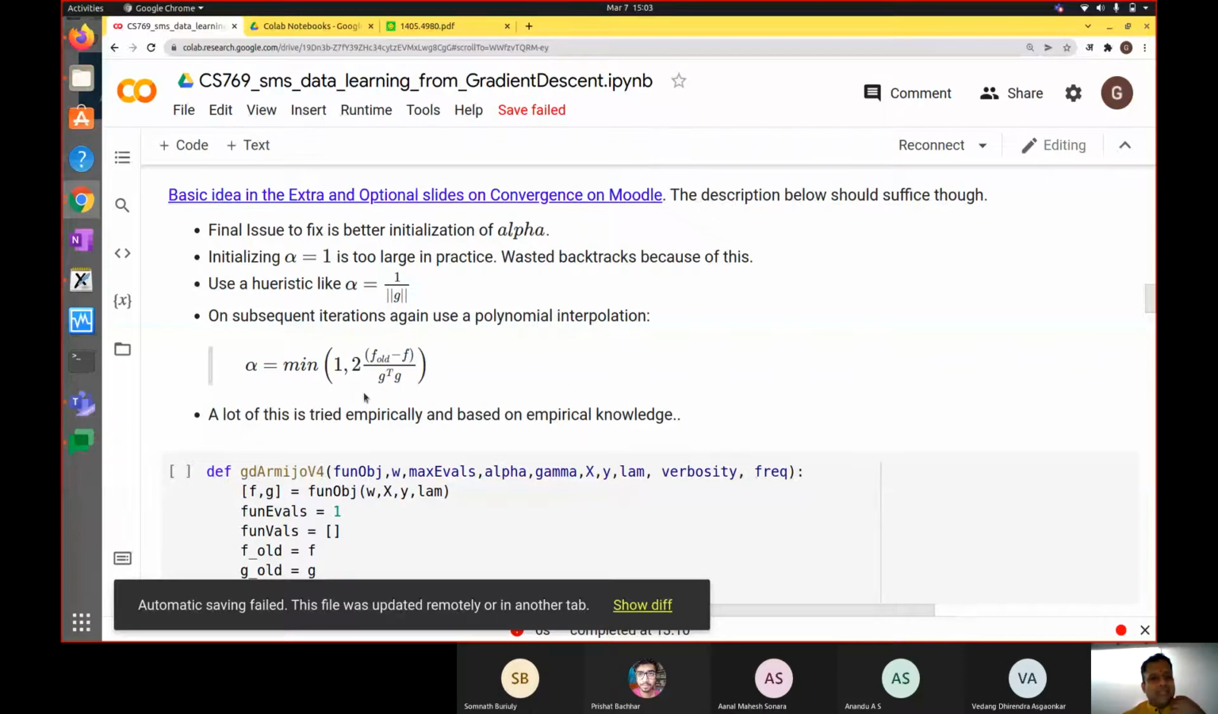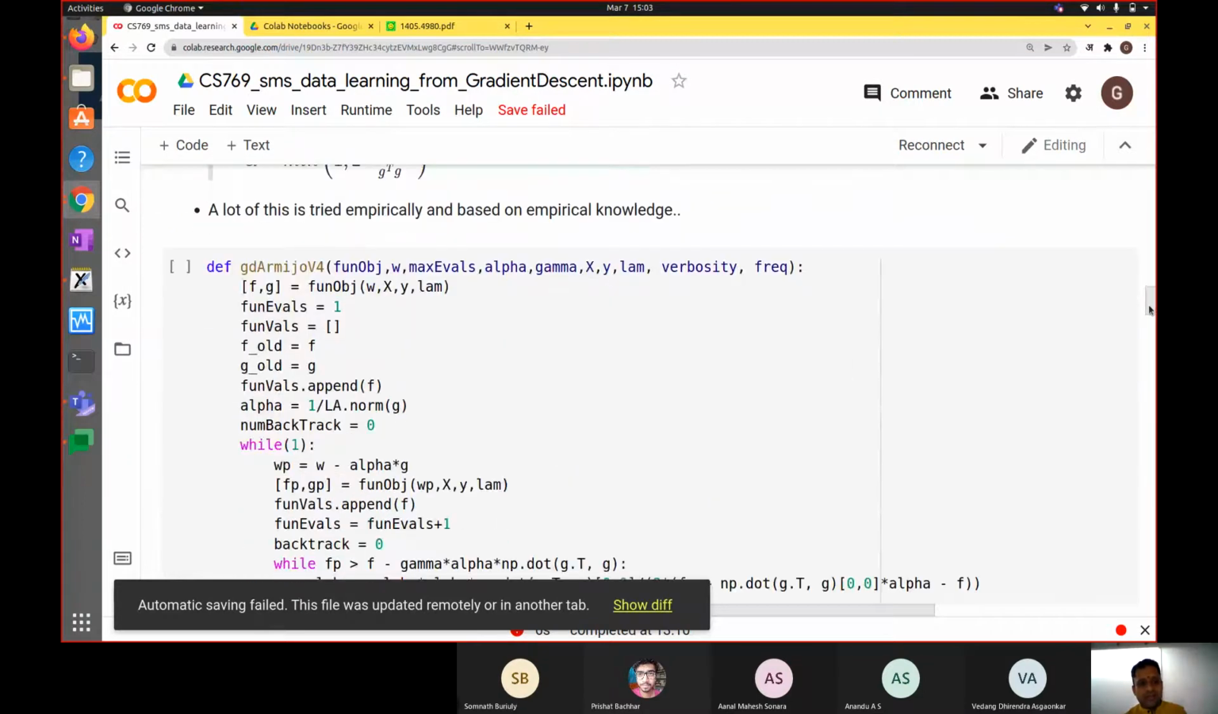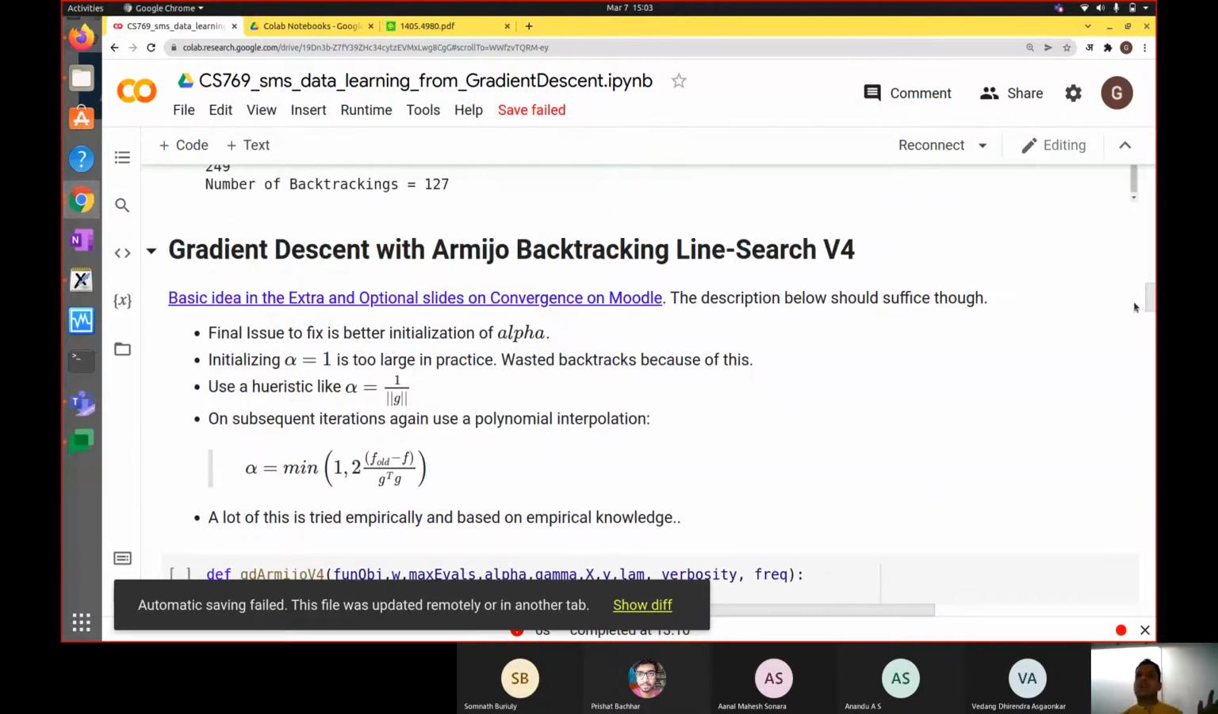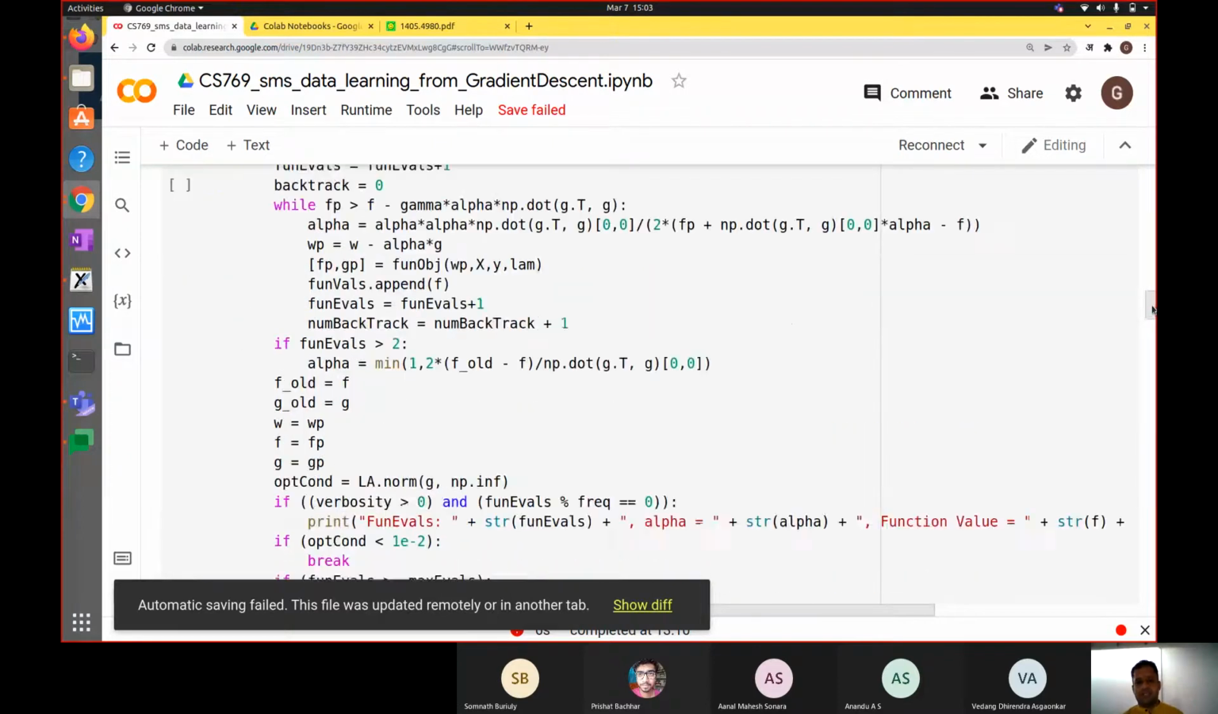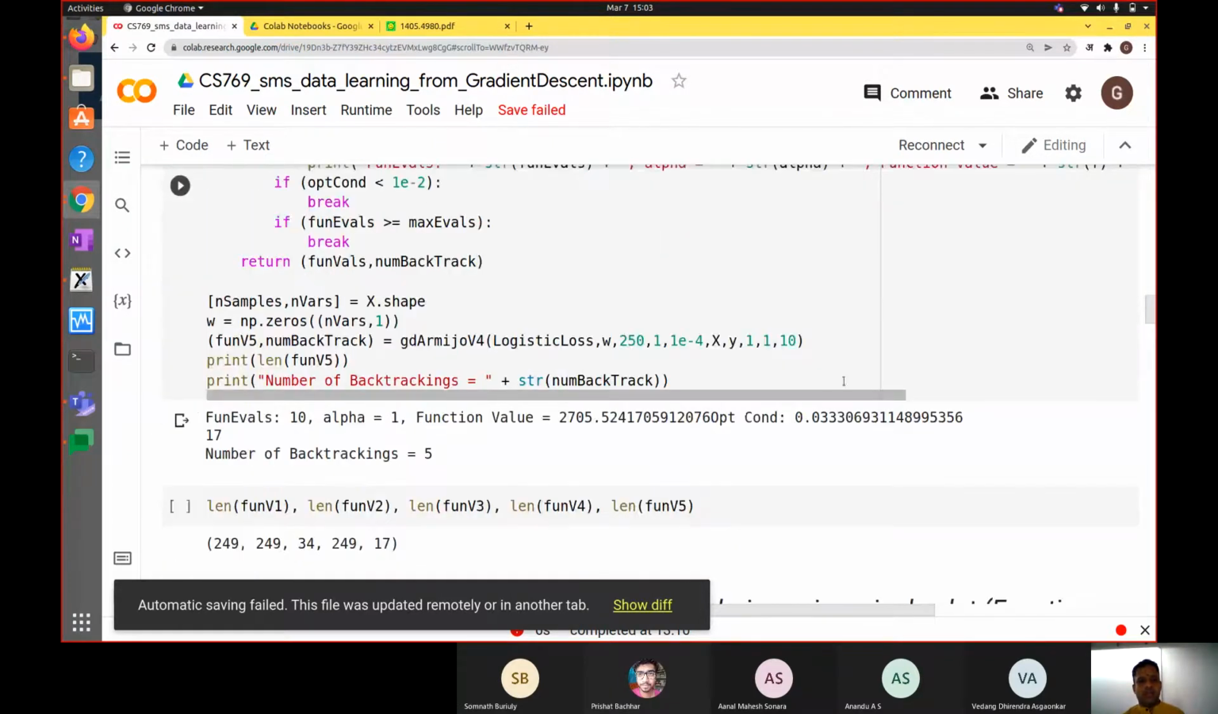So now you're kind of clipping alpha, min of 1 comma 2 blah blah blah. Again, a lot of it is tried empirically and based on empirical knowledge, and that's why I'm not running slides through all of this. It's just best to try it. Okay, so version 4, I would say, is a fixed version of version 3. Yes, this is very impressive. Backtracking is reduced, number of evaluations is reduced, 17. If you compare this against accelerated, this seems to be good enough, right?